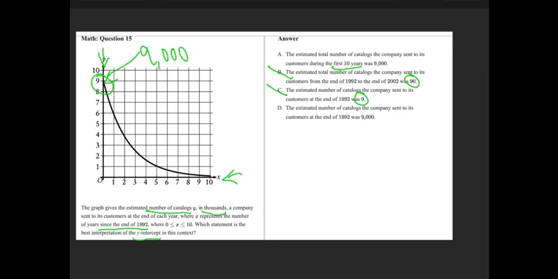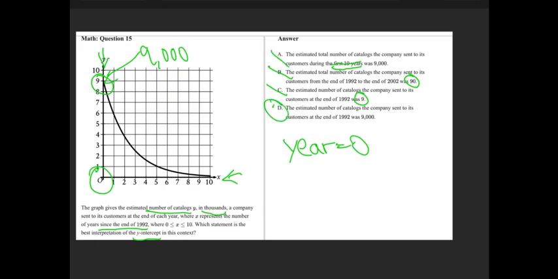When Y is 9,000, what is X? X is 0. That means year equals 0. Year is not 10, it's 0. And what does it mean if year is 0? Well, we know that X represents the number of years since the end of 1992, which means if X is 0, the year is just 1992, or rather the end of 1992, which gives us D.